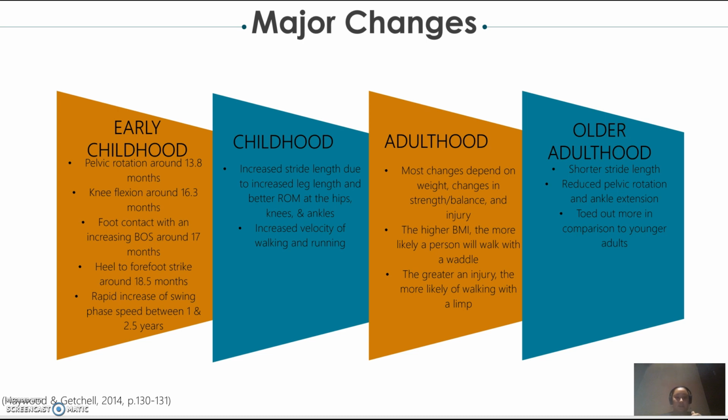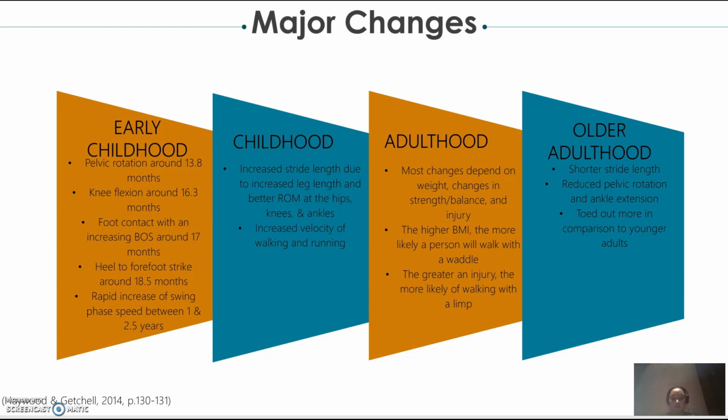Around 13.8 months, pelvic rotation becomes prevalent. Around 16.3 months, knee flexion is more obvious. And around 17 months, foot contact with the increasing base of support is more prevalent. And then around 18.5 months, heel to forefoot striking is more prevalent. And then between 1 year and 2.5 years, the swing phase speed increases.